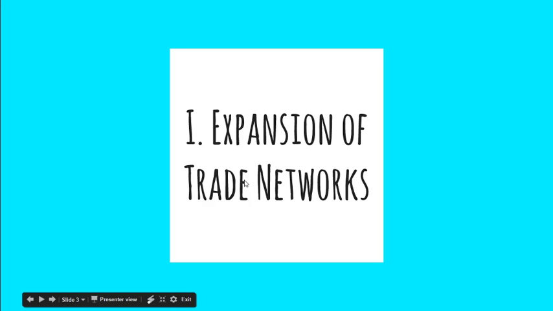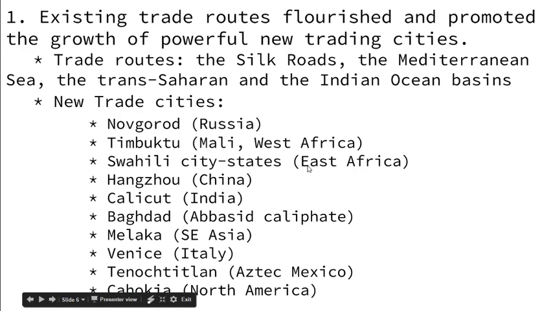All right, so let's start with the first major category. We're looking at trade networks. There's a whole bunch of new trade networks and cities that we need to talk about. So trade is going to create a whole bunch of new cities, right? And there's going to be a whole bunch of growth of the trade networks. So the Silk Roads are going to expand, the Mediterranean is going to expand, the Trans-Saharan is going to expand, and of course the Indian Ocean. And wherever these trade networks are, we're going to see cities are going to be formed.